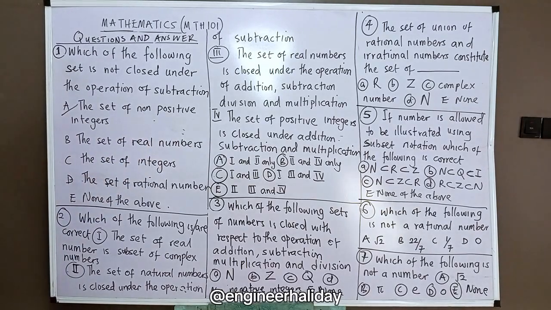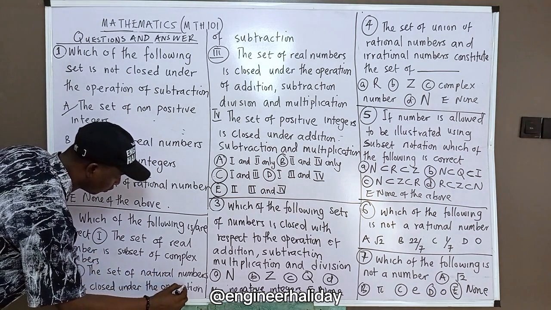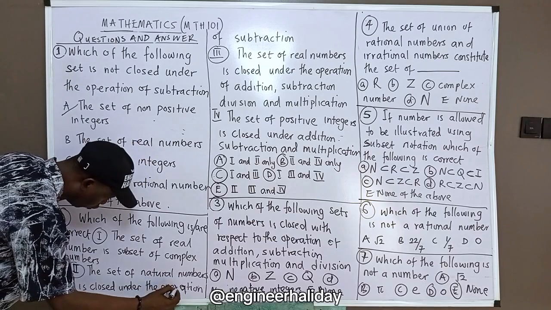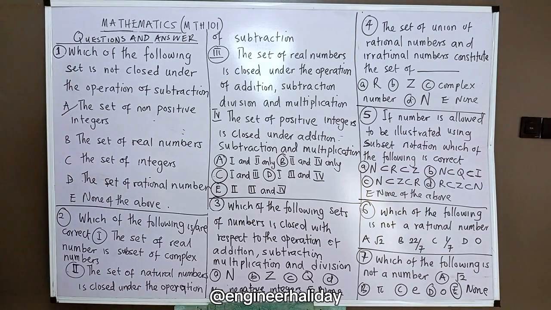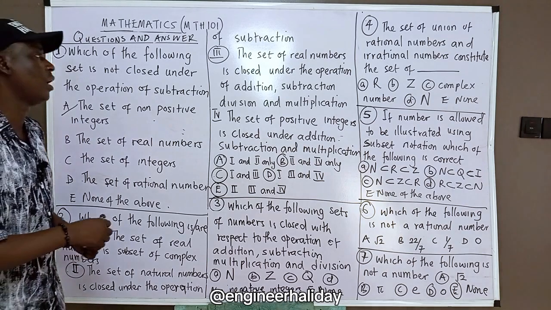Number 2 says, which of the following sets is or are correct? The set of real numbers is a subset of complex numbers, yes. The set of natural numbers is closed under the operation of subtraction? No, I disagree. The set of natural numbers is only closed under addition and multiplication. It's a shortcut: addition and multiplication. Let me leave that one first.